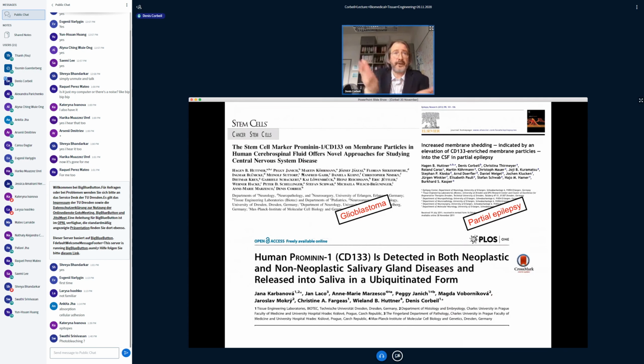So we characterized more. We also found that prominin is upregulated in the case of salivary gland, and we have also shown that this molecule in the saliva can be ubiquitinated.